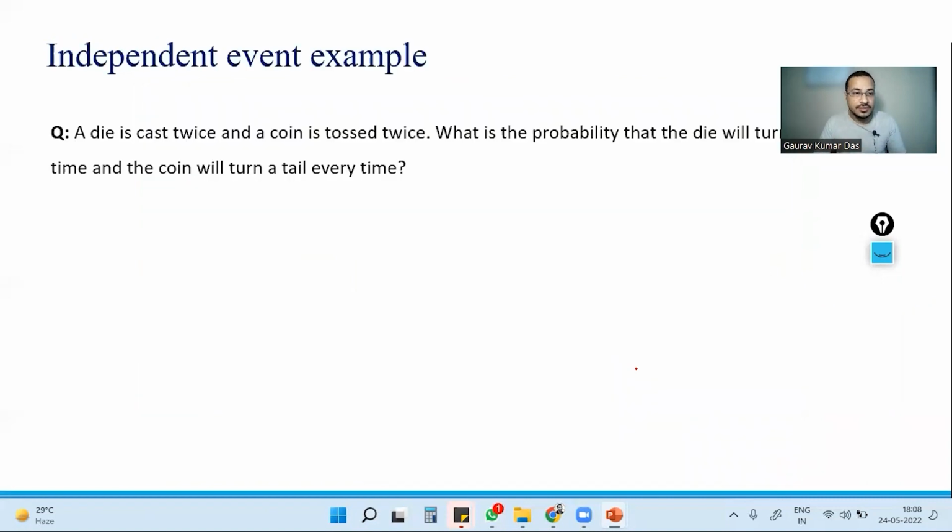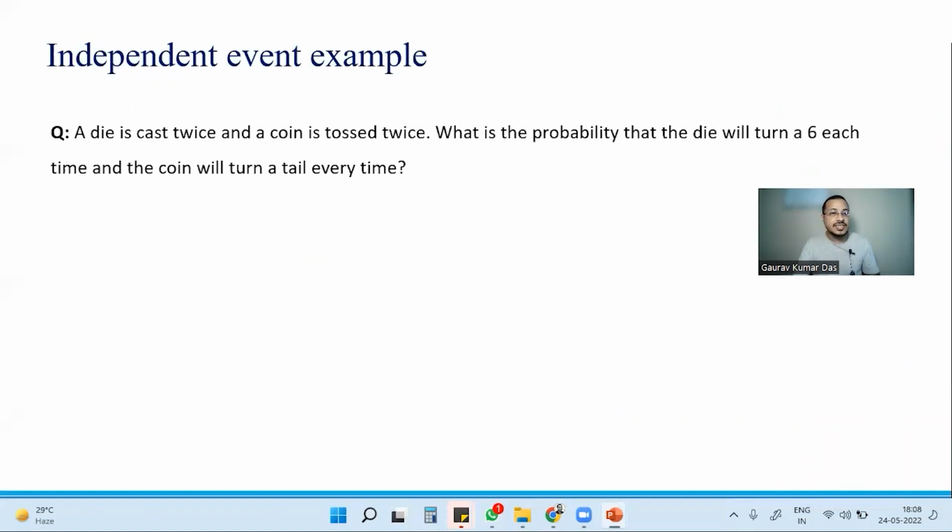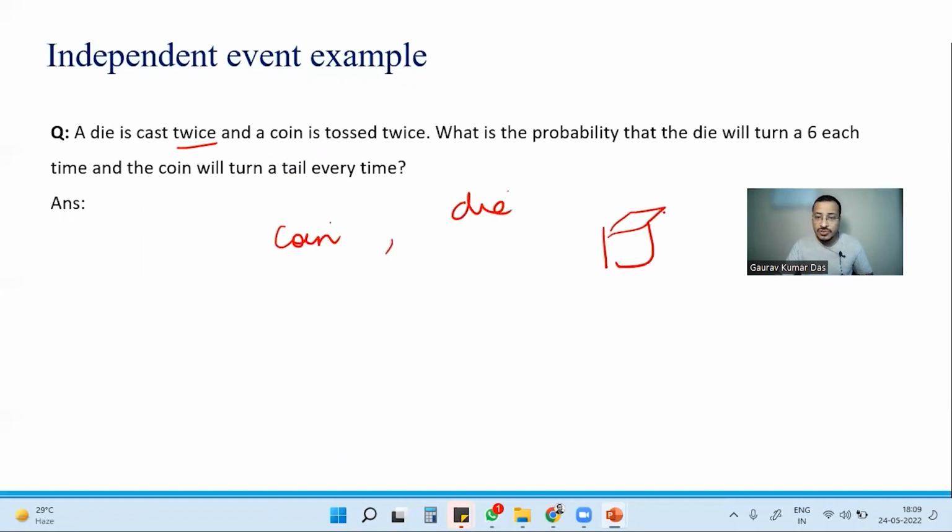Independent event example. A die is cast twice and a coin is tossed twice. What is the probability that the die will turn a 6 each time and the coin will turn a tail every time? Okay. So in this question, they are tossing a coin and also tossing a die, right? A die is nothing but that cube which you use for playing Ludo or other indoor games. It has 6 faces with numbers 1 to 6 on each face, whereas a coin has either a head or a tail on its faces.